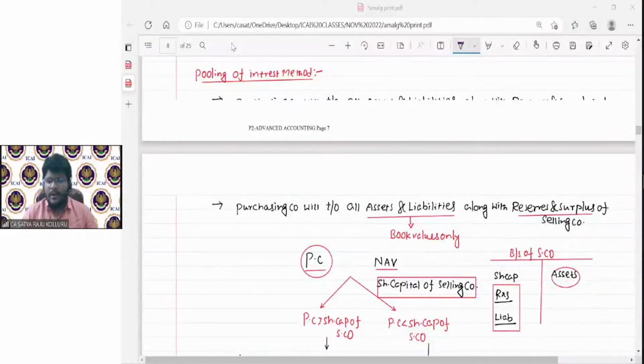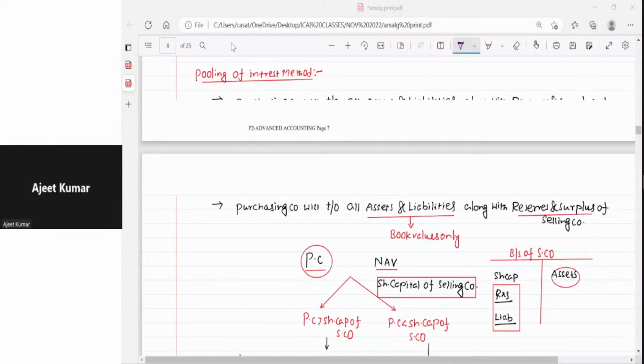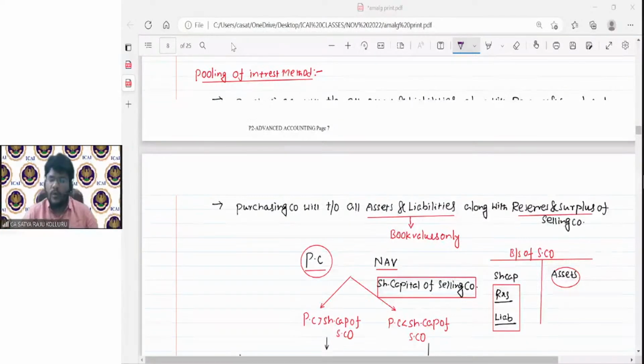We are in the chapter Amalgamation. This is the final lecture for the chapter, where we've seen various issues till now: things related to computation of PC and various methods we work out, the accounting treatment in the books of the selling company, the 5-step approach we've seen, and the accounting treatment in the books of the purchasing company. If the method of accounting treatment is the purchase method, we already completed that.